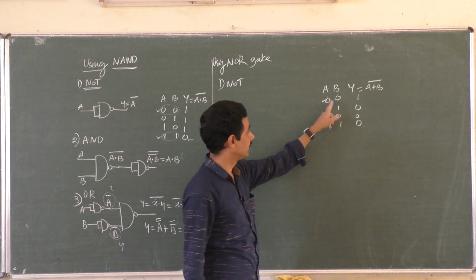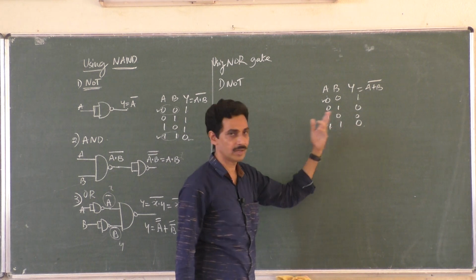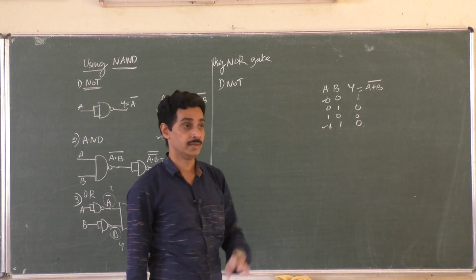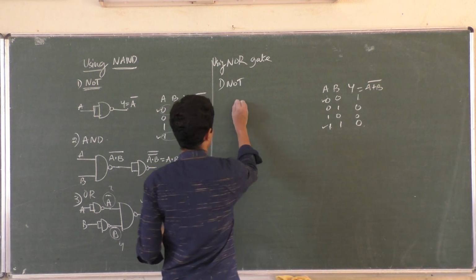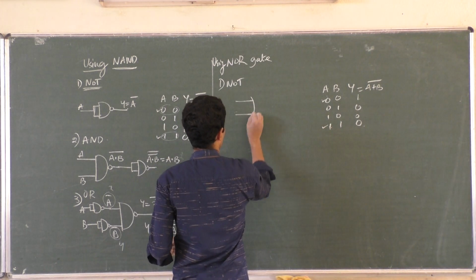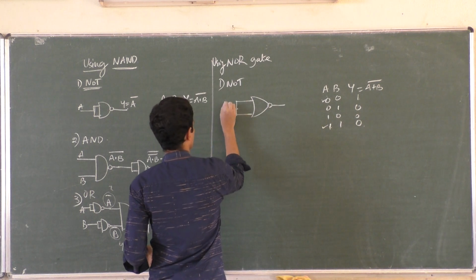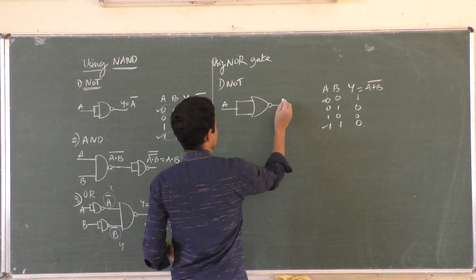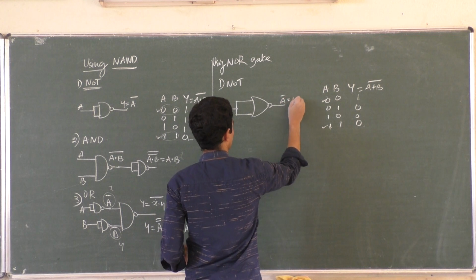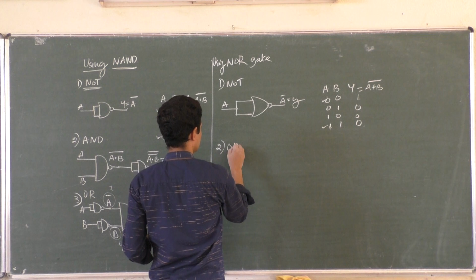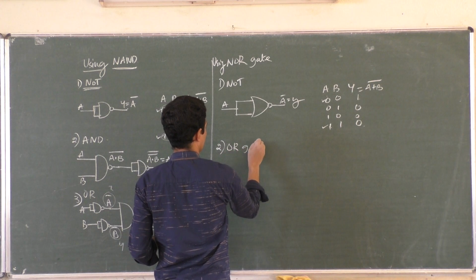Now, tie the inputs of NOR gate. It becomes NOT gate. When the input is 0, output is 1. When the input is 1, output is 0. But take care that both the inputs are the same. They shouldn't be different. So take a NOR gate, the NOR gate with a bubble. Tie the inputs. You can have only one input now, A. So this is A bar. This is NOT gate.